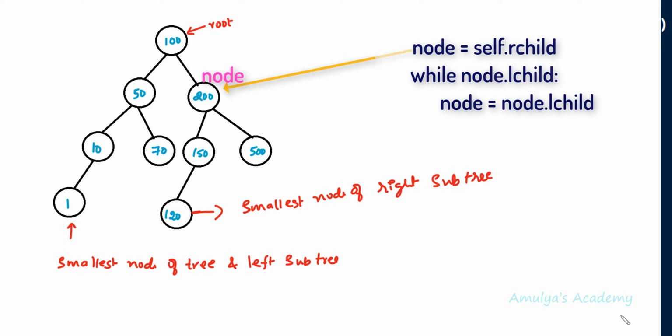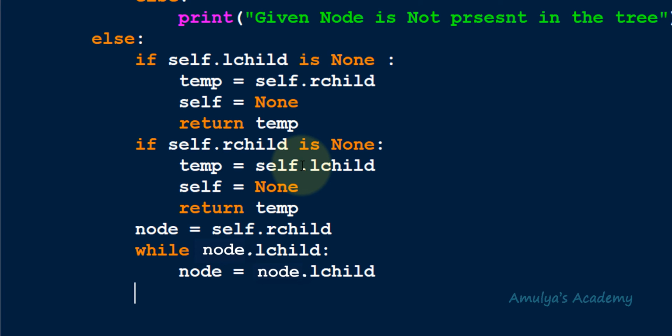So this is node now, self.rchild. Now to find the node with the smallest key, I am using a while loop. I'll take while node.lchild, until this lchild becomes none, I'll take node equal to node.lchild. So after executing these lines, node will point to the node which contains the smallest key in the right subtree.